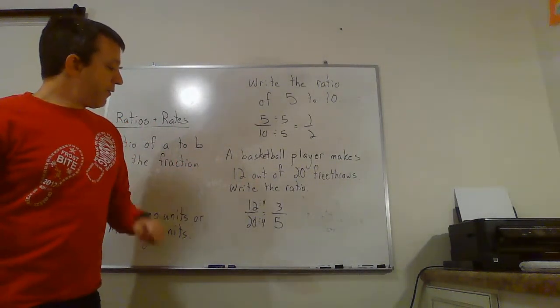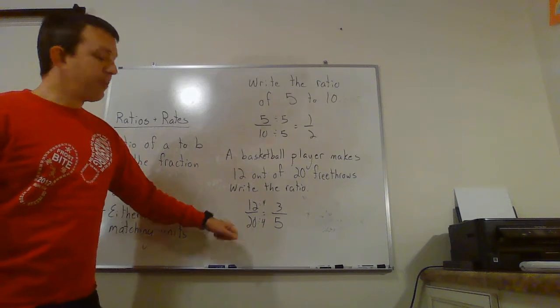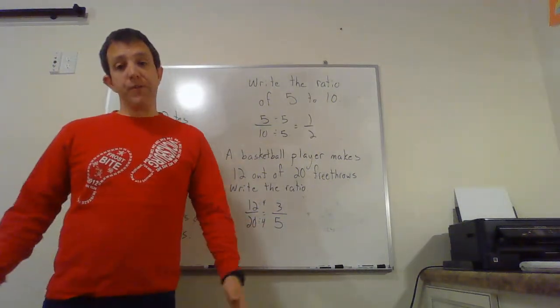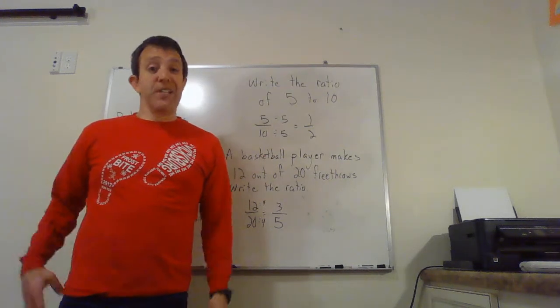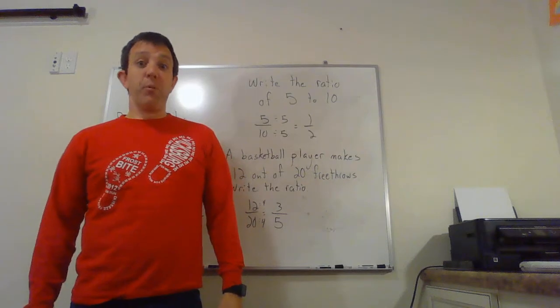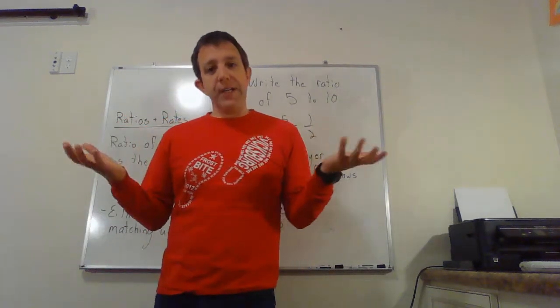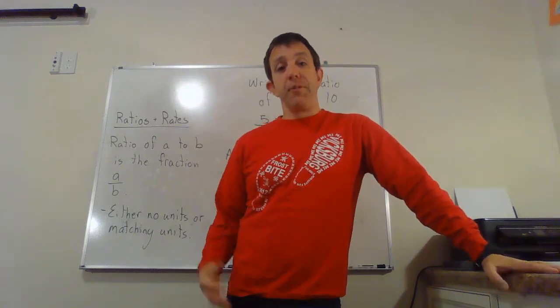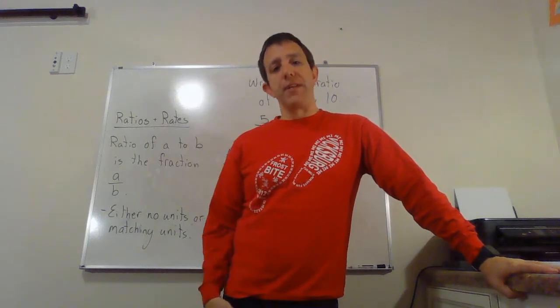So we write it as 12 over 20. This time they're both divisible by 4. So we go ahead and divide them both by 4 and end up with the ratio of 3 to 5. This basketball player makes 3 out of every 5. That's not real great, although way better than I would do. So that's a ratio. Basically, we're just taking numbers and expressing them as a fraction. Rates are going to be very similar, but we'll see those on the next board.